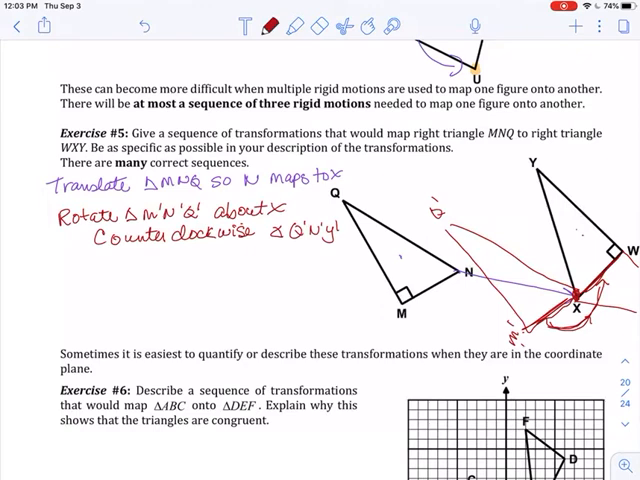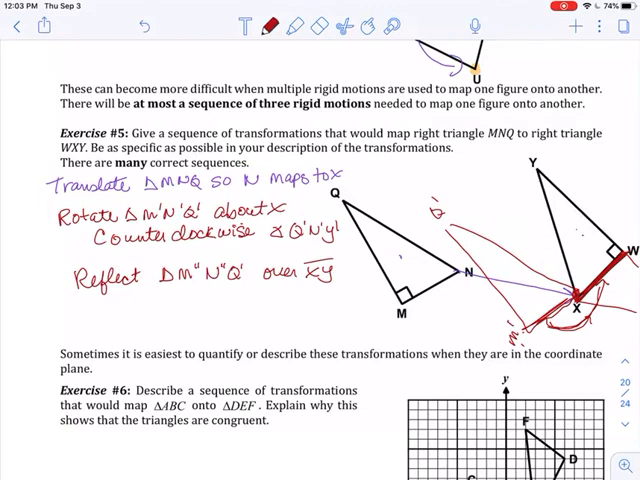Now that they're touching, I'm sort of back at exercise 3. That was the easy one. The last step is just to reflect it over. So I'm going to reflect triangle M double prime, N double prime, Q prime over XY.